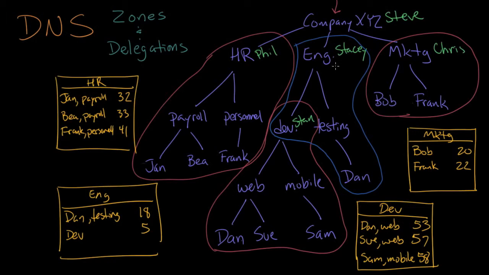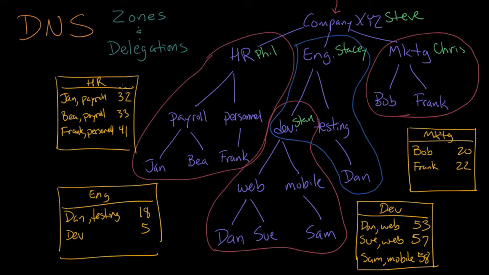And Stacy looks in her book, which is over here, and says, well, I don't know Sam's number, but I know that development's at extension 5. So I'll just hand off the call to extension 5, which comes over here to Stan. Stan looks in his list here and says, I know what Sam is. Sam works in mobile. He's at extension 58. So that's kind of like how calls get routed through this company.